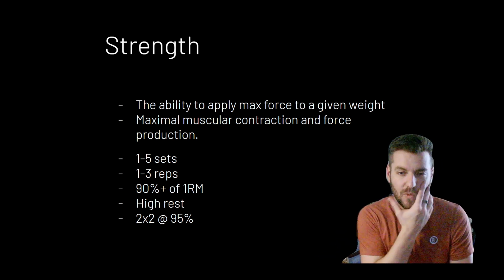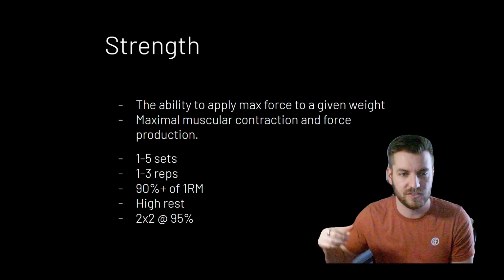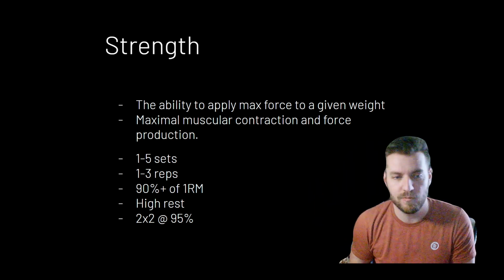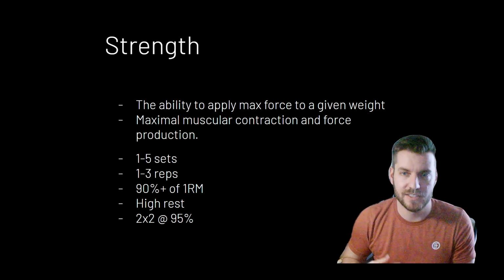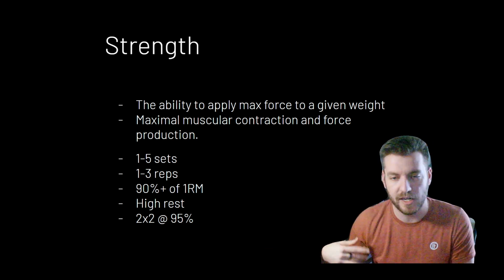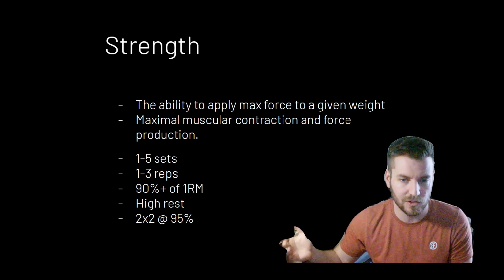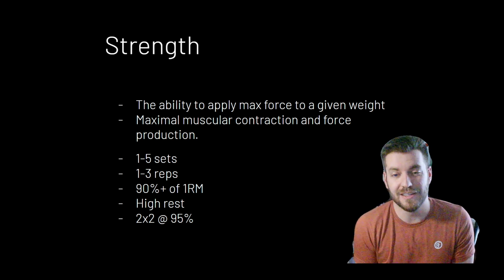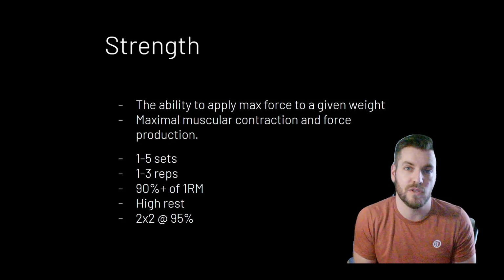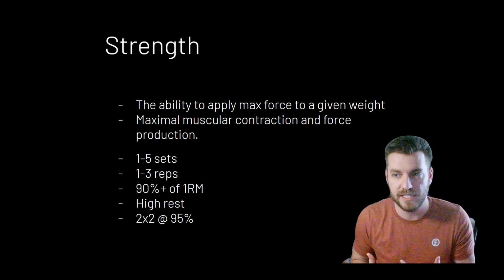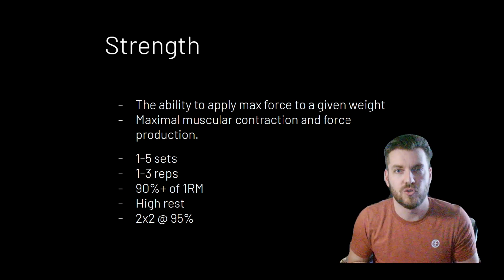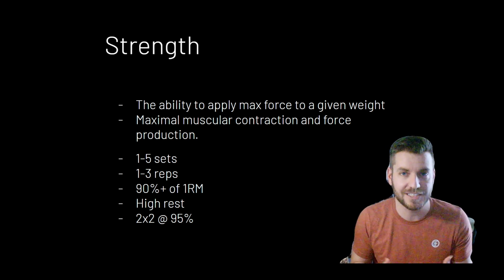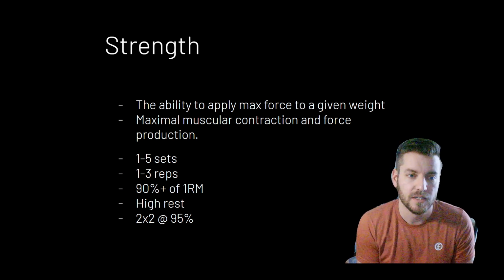Typically, it's 1 to 5 sets, 1 to 3 reps per set, and 90% of 1 RM with high rest. And typically, we write it out as 2x2 at 95% or somewhere along those lines. Now, strength is going to involve a lot more rest because you want to make sure that your muscles can completely refuel between attempts, because it does take a ton of energy to lift the maximum amount of weight.